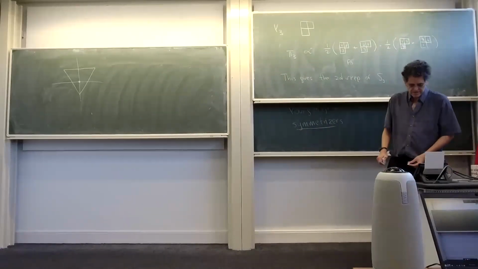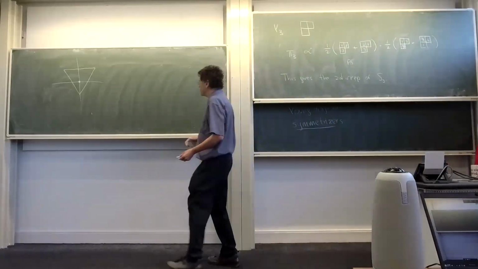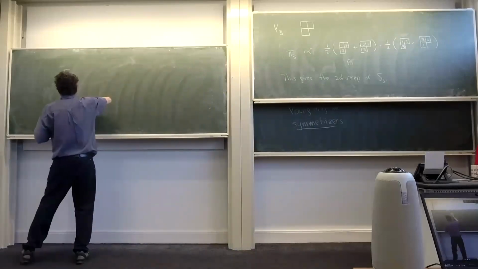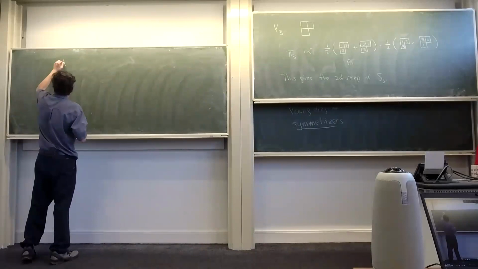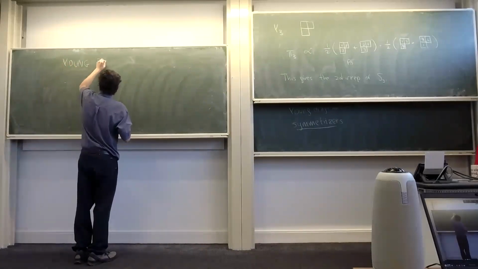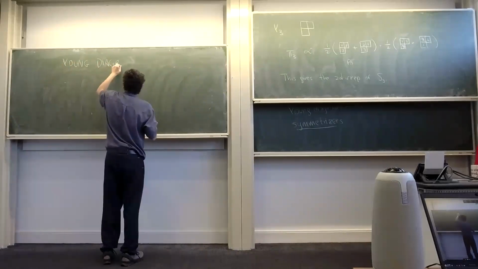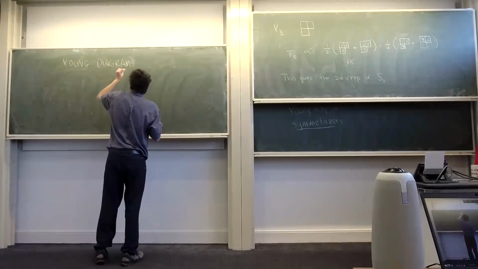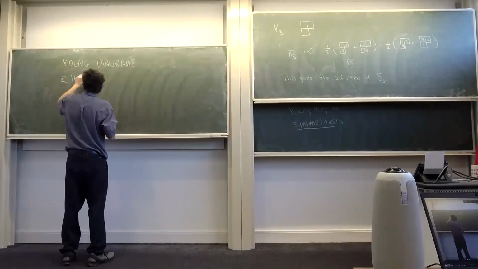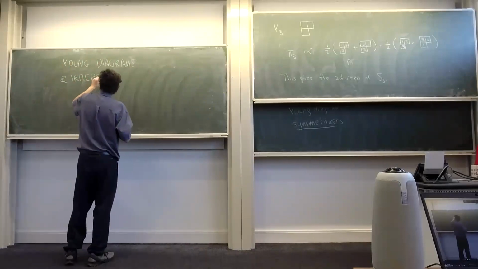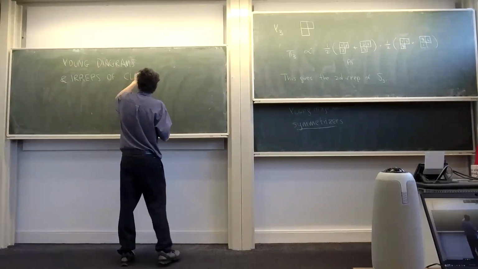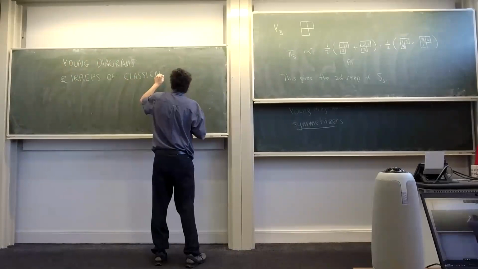So, okay. Now I want to just give a taste of what is coming next. And I won't really get too far. The cool part is that Young diagrams can actually be used to classify irreps of lots of groups. In particular, these groups called the classical groups.